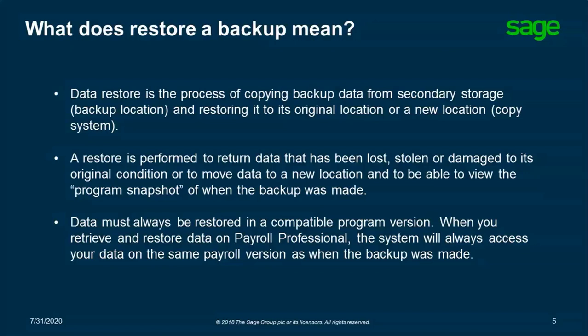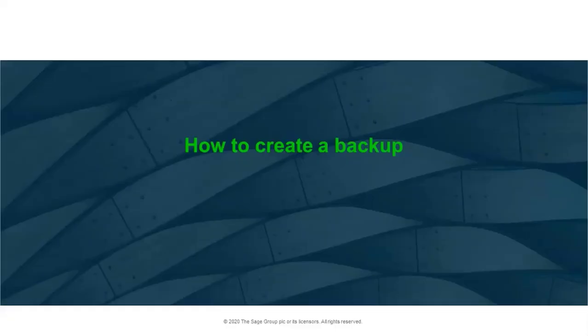Now, we always say that data must always be restored in a compatible program version to access the information. When you retrieve the information and restore the data from Payroll Professional, the system will always know what version your data is on, and it will install it in the correct version the backup was made on. So there's no worry for you as a Payroll Professional client to go and look for the correct system to restore your data. It will always know what the right version should be.